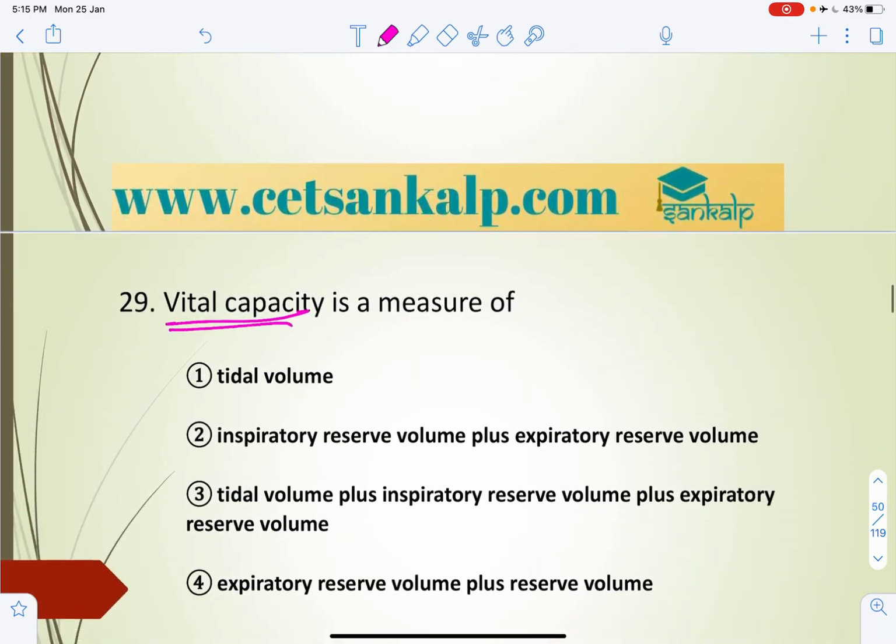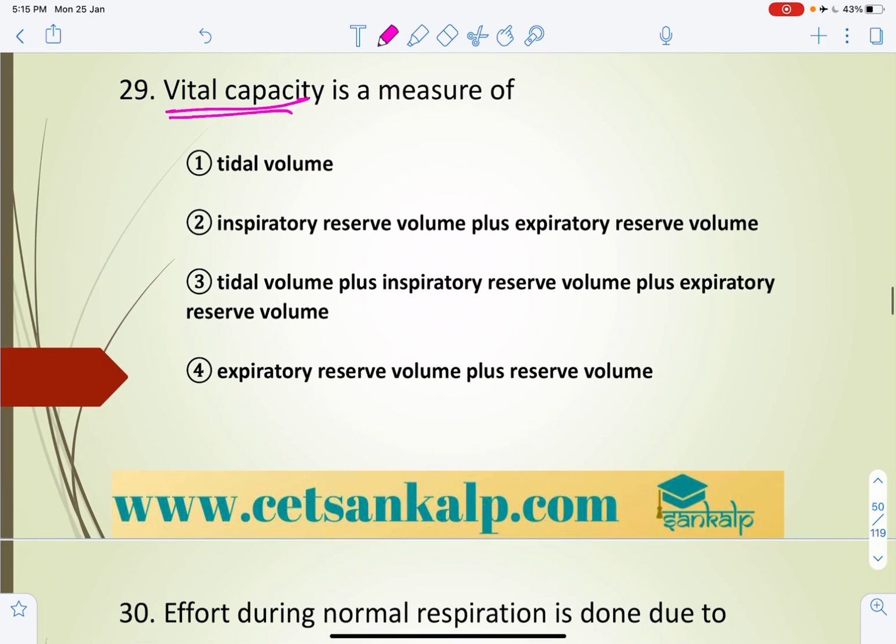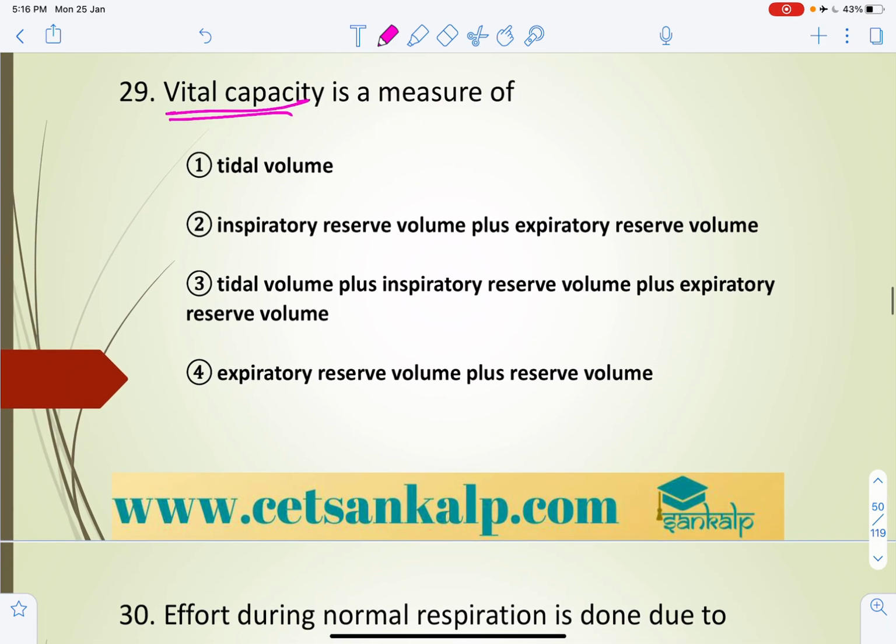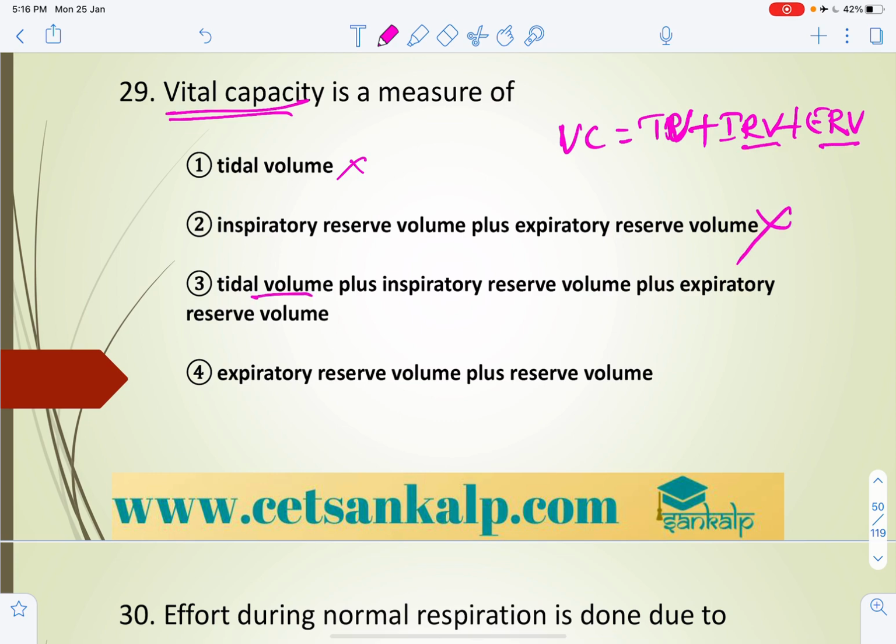So now let us take the next question. Vital capacity is the measure of what? Just now we wrote that VC is equal to TV plus IRV plus ERV. So what is the answer? Not the measure of tidal volume alone. Here there is no tidal volume option alone. It is tidal volume plus inspiratory reserve volume plus expiratory reserve volume. So that is the answer.